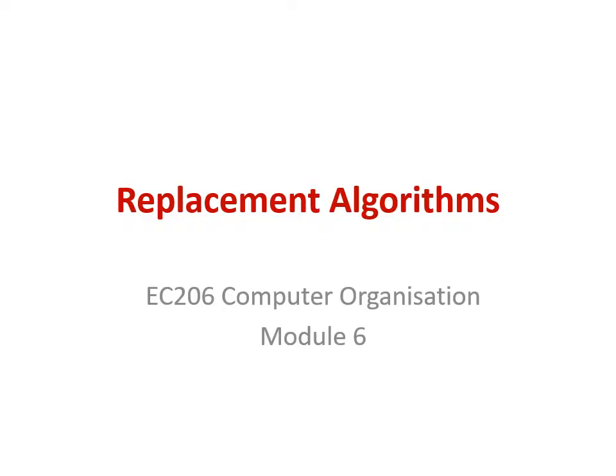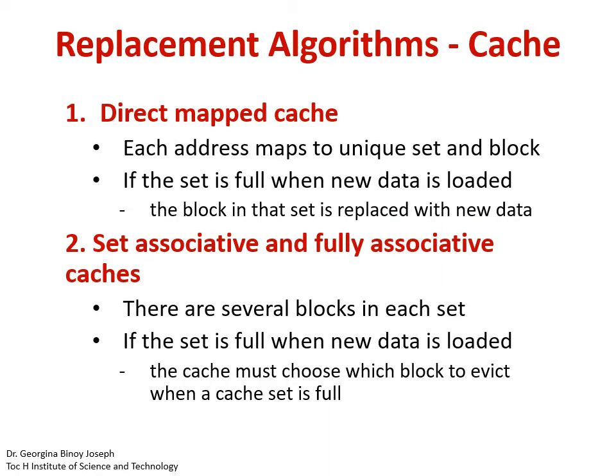Today we will be talking about replacement algorithms. Now replacement algorithms can be studied for cache as well as for a virtual memory system. Let us first consider replacement algorithms for cache memory. So caches we know are of three types: direct map, set associative and fully associative caches. Let us look first at the direct map cache.